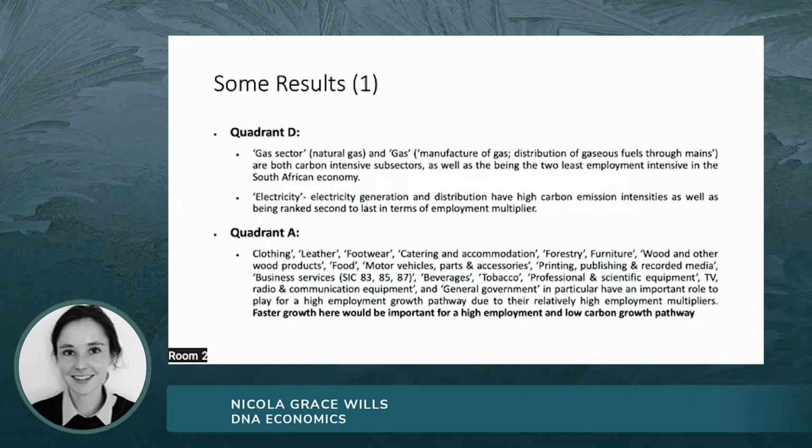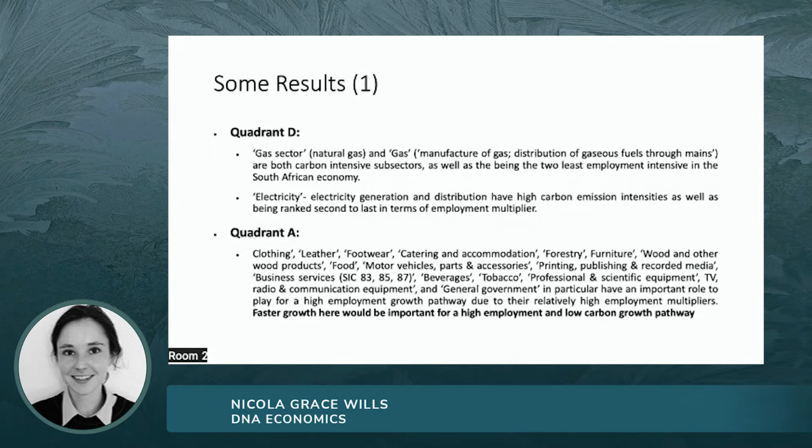Your quadrant A, where you want to see faster growth to reach this low carbon growth pathway, would be your clothing, leather, footwear, catering and accommodation, forestry, furniture, wood and other wood products, food, motor vehicles, parts and accessories, and then the list carries on.